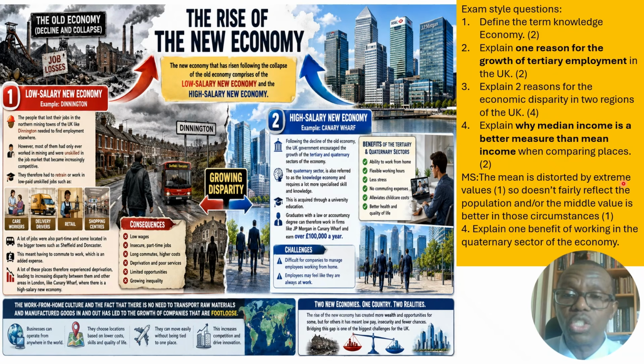The mean is distorted by extreme values, because of course, if you have a mean, then you could have some values that are really high and then others that are really, really low. So the mean, when you take an average, could mean that that average is not accurate, and therefore the median, the middle number, is likely to give you a better idea of the situation, because it's the middle number, rather than adding everything up and calculating an average.